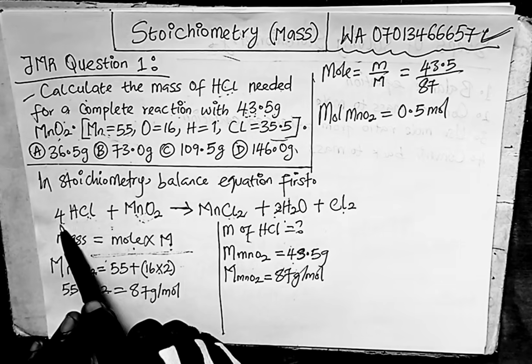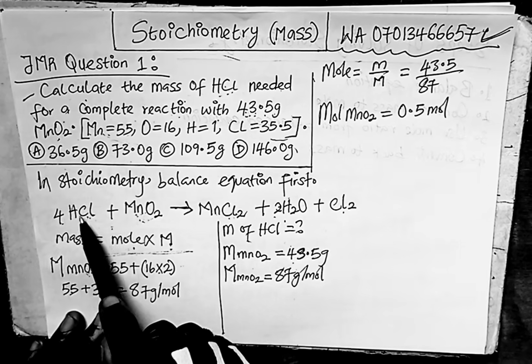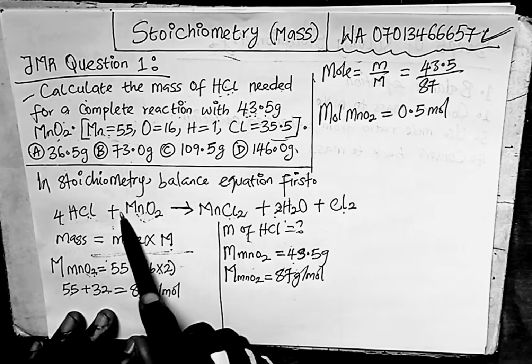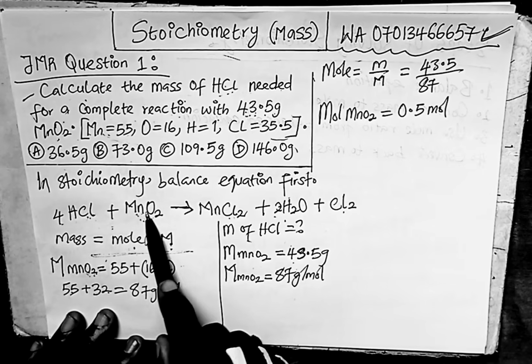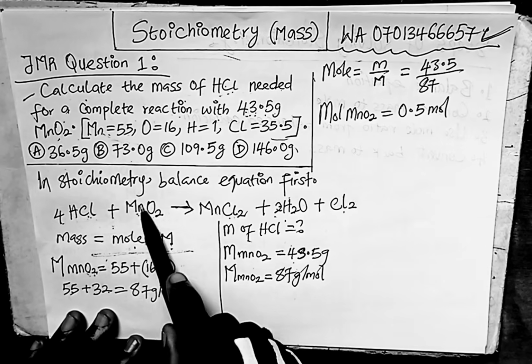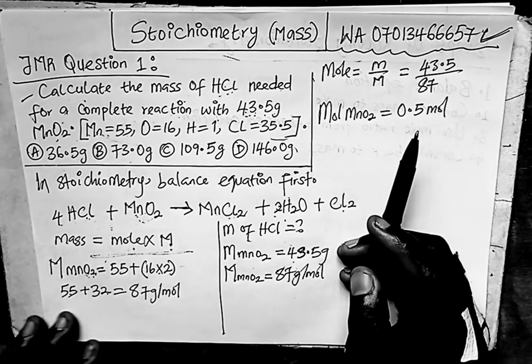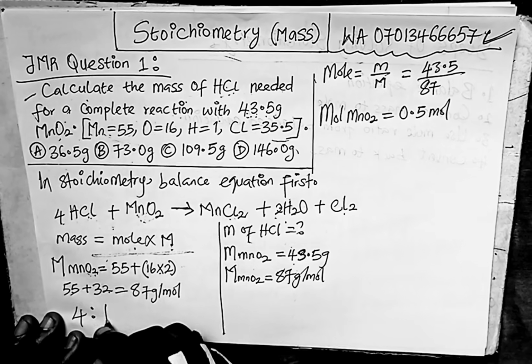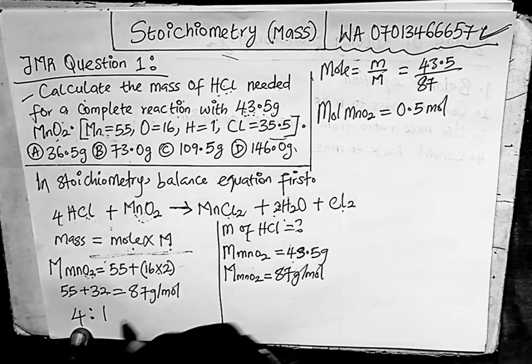So we needed 4 moles of hydrogen chloride, hydrochloric acid, to have a complete reaction with manganese 4 oxide to yield all these products. Okay. So 4 moles of hydrochloric acid react with what? 1 mole of manganese dioxide. So the ratio is 4:1. Okay, 4:1. This one is the stoichiometry ratio.